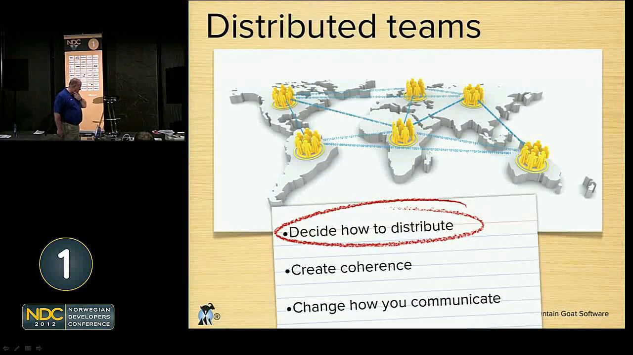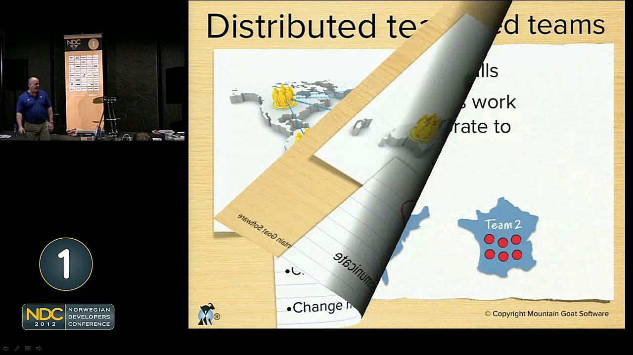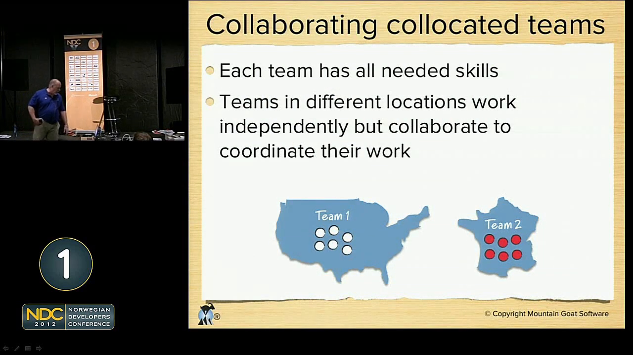Let's talk about distributing our teams. When we distribute a team, there's 2 general approaches we can take. The first approach is what I'm going to call a collaborating, co-located team. Apologize for not using Norway in the example here, but it was too long and skinny to put all the dots in, so I grabbed a map of France here instead.